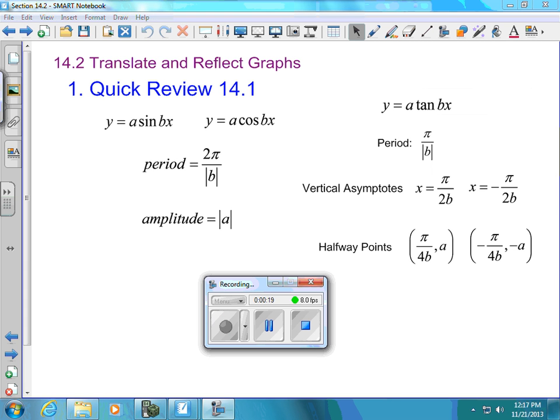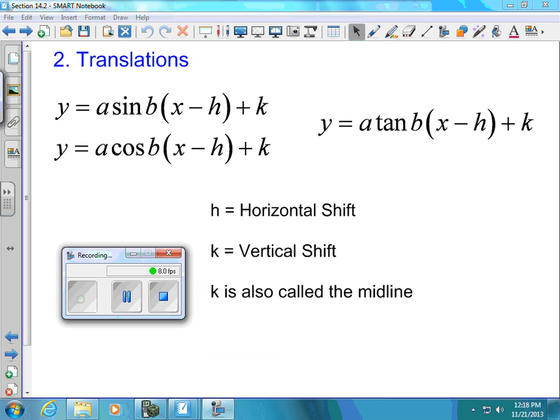So yesterday we learned sine, cosine, and tangent. Period is 2 pi over the absolute value of b. The amplitude is the absolute value of a. The period for tangent is pi over absolute value of b. Vertical asymptotes at pi over 2b and negative pi over 2b. Halfway points at pi over 4b, a, and negative pi over 4b, negative a.